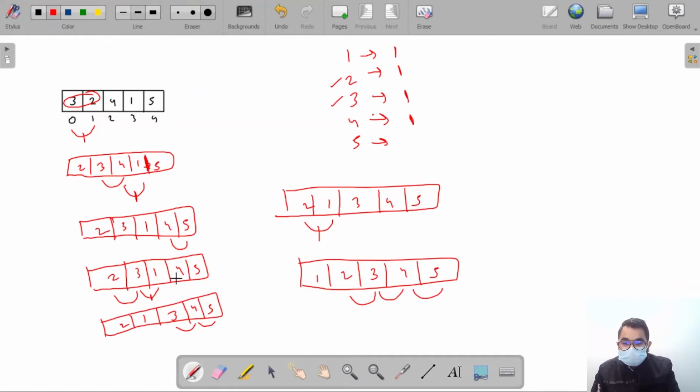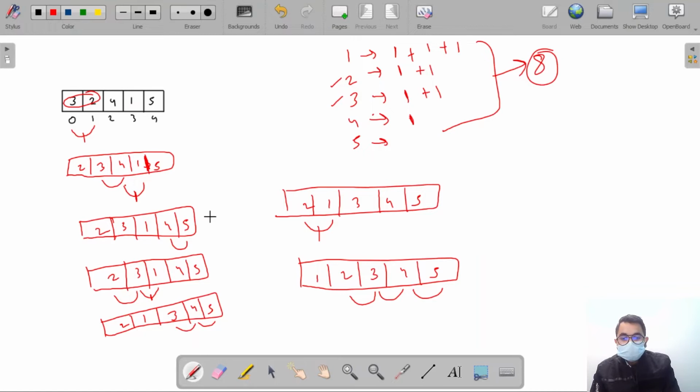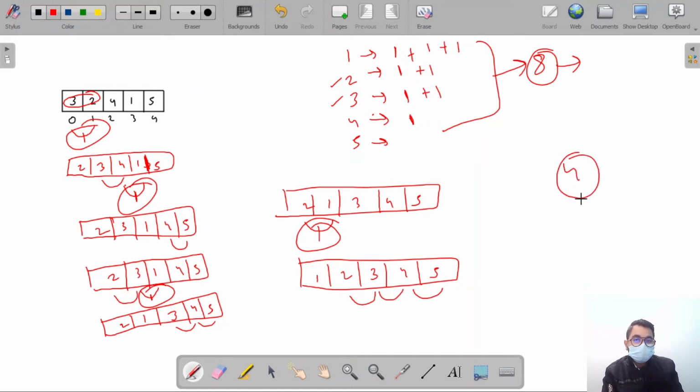I have to add. I was swapping 3 and 1 here. So 3 and 1 was swapped here. And 2 and 1 was swapped again. Plus 1 plus 1. Total number of swapping 8. Okay. If you count the actual number of swaps, it will be 1, 2, 3, and 4. Now, the marks deducted will be 8 marks, but the actual number of swaps is only 4.